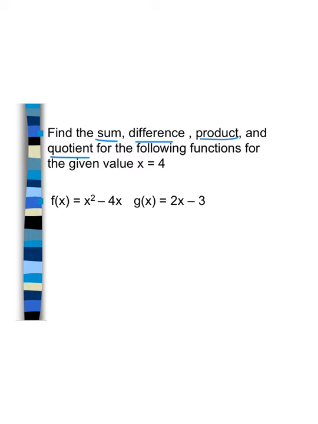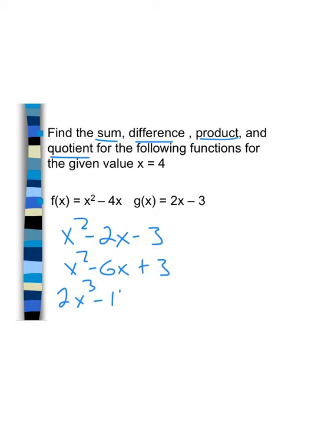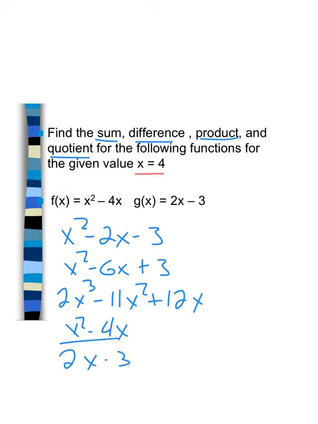All right, let's look at our answers. So for the sum, we end up getting a function of x squared minus 2x minus 3. For our difference, we get x squared minus 6x plus 3. When we multiply them together, you get 2x cubed minus 11x squared plus 12x. And when you divide them, we get x squared minus 4x over 2x minus 3. All right, then when we go by and evaluate them all for x equaling 4, we get 5, negative 5, 112, and 0. Hopefully you guys got those all correct.